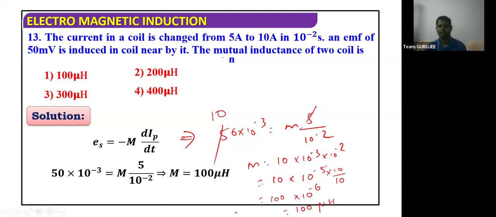Therefore, 100 microhenry. Actually, 10 into 10 power minus 5 is converted by just multiplying and dividing by 10, because 10 power minus 5 is not a correct unit. It does not have any specific name. So 10 power minus 5 is converted by multiplying and dividing by 10: 10 into 10 is 100, and 10 power minus 5 divided by 10 becomes 10 power minus 6. Therefore, 100 into 10 power minus 6. Pasha, can you understand? Yes.